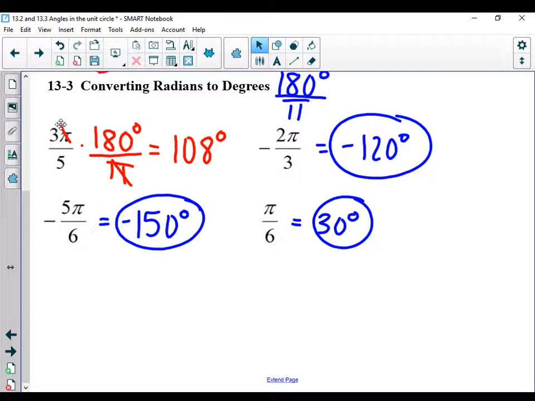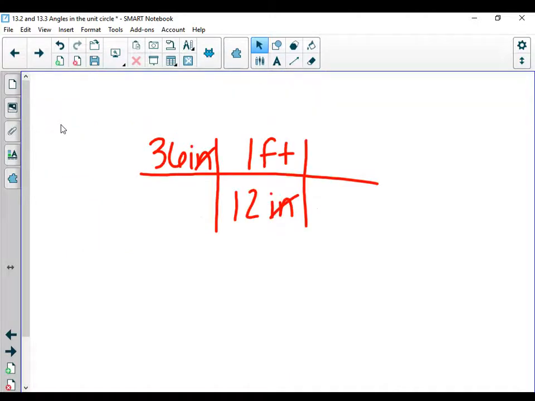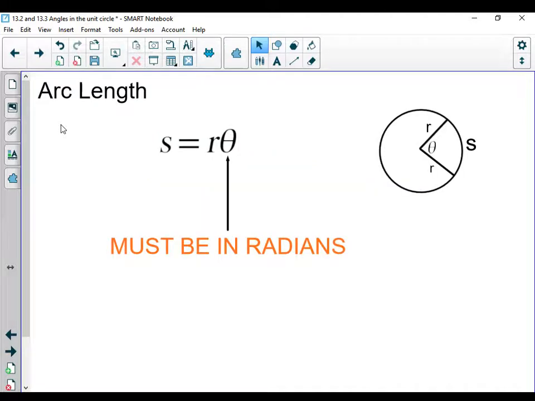So why do we need this? Not only are we going to convert back and forth, but more specifically, why would we need something like this? There's this little formula, and I really mean it's little because it's S equals R theta. Actually, tiny. Yeah, it was on the first slide.